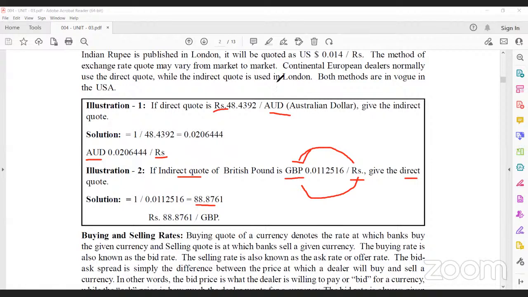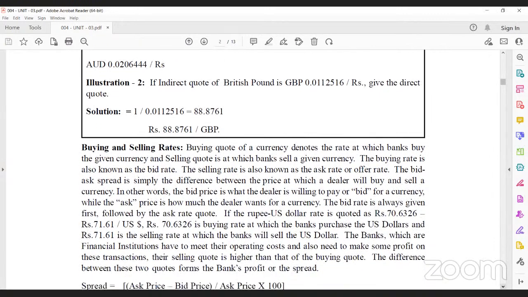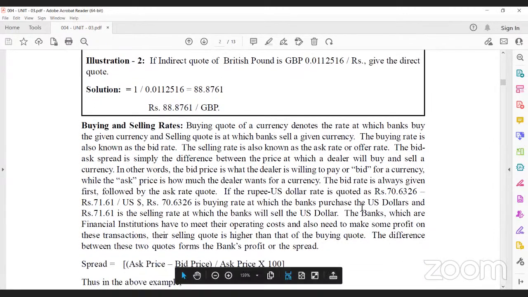Next, we have buying and selling rates. Now, what are the buying and selling rates? In the beginning of the session, we understood the role of the commercial bank in buying and selling rates. Let's see in detail.